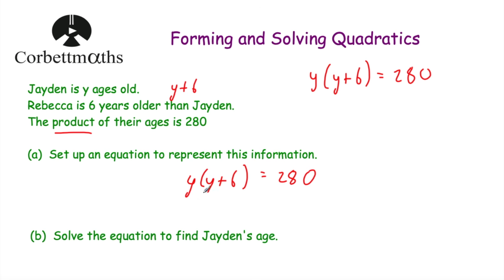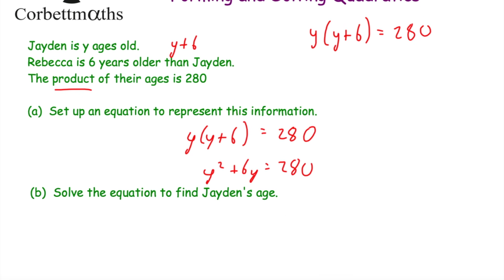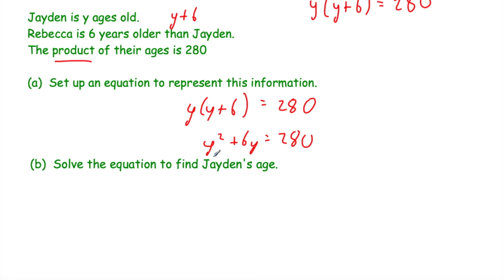You could, if you wanted to, expand the brackets. y times y is y squared, and y times 6 would be plus 6y equals 280. You could write it as either of those two forms. I probably would just leave it as the top one because it didn't tell us to expand or to make it equal 0 or anything like that. Okay, and then part B says solve the equation to work out Jaden's age. So we want to solve the equation.